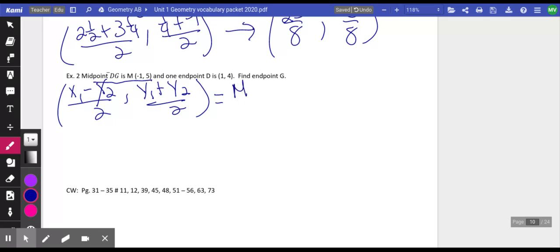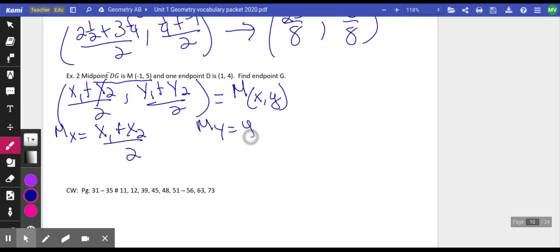So that equals M(x, y), which means Mx, the midpoint x coordinate, equals x1 plus x2 over 2. And the midpoint y coordinate equals y1 plus y2 over 2. So then I can substitute what I know. So I know the midpoint x coordinate is -1. I know one endpoint is 1, so it's 1 plus x over 2. So -1 equals 1 plus x over 2.